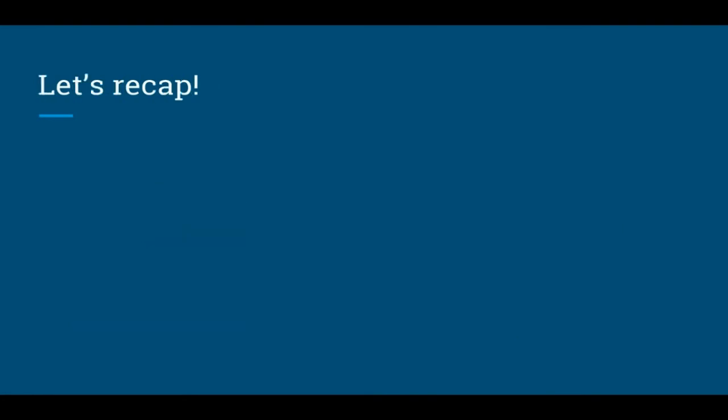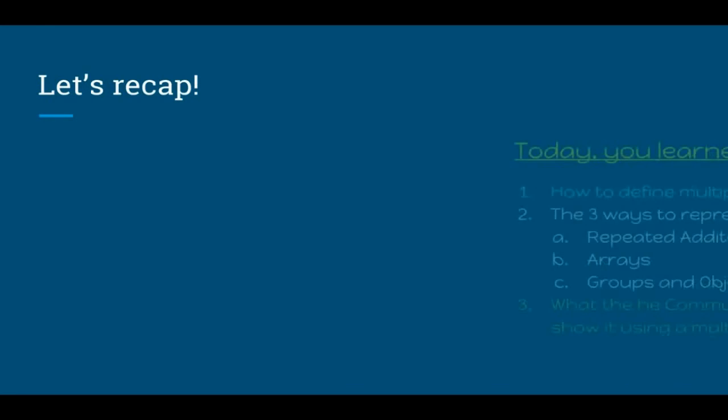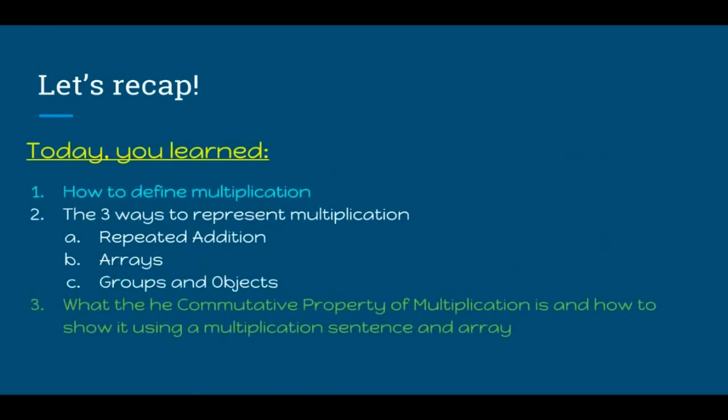Let's recap for the day. Today, you learned some really big things. You learned how to define multiplication and what it meant to you. You learned 3 ways to represent multiplication, and you used all 3: repeated addition, arrays, groups, and objects. You also figured out what the commutative property of multiplication was and how to use it, showing a multiplication sentence and an array. I'm so proud of everything that you've learned today.